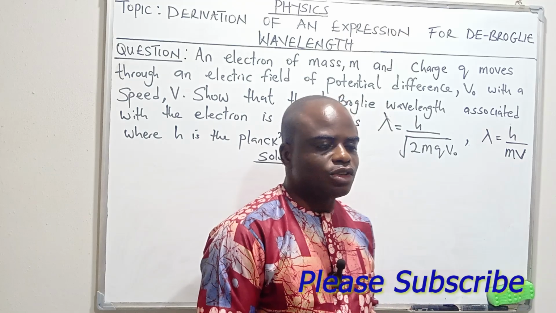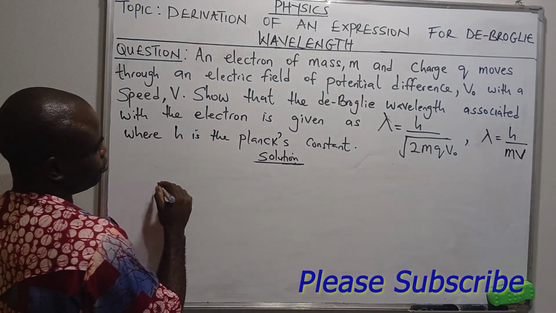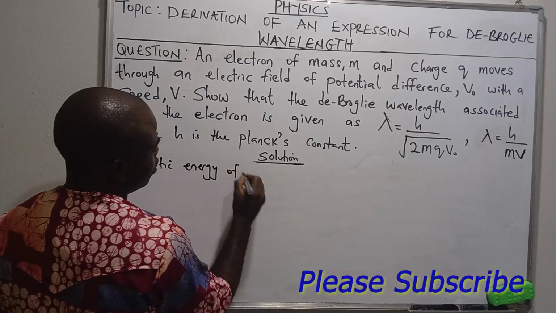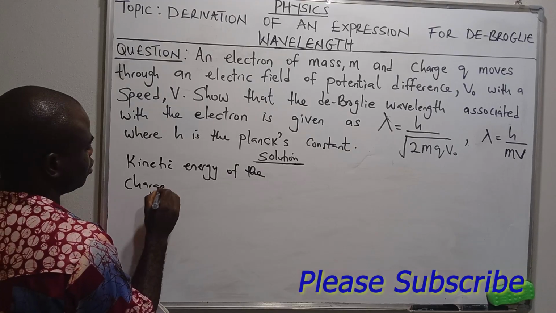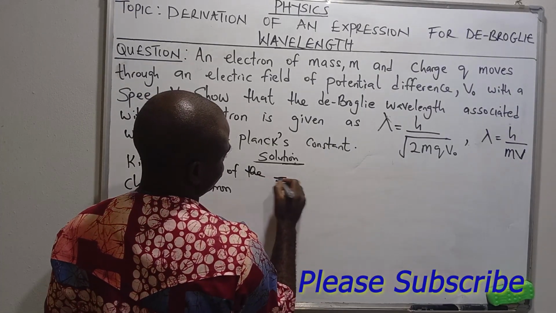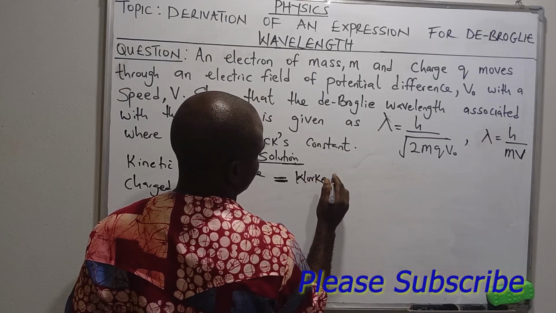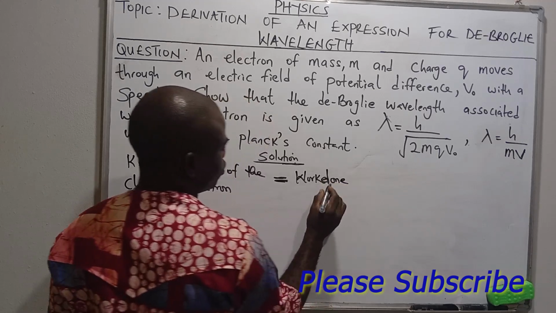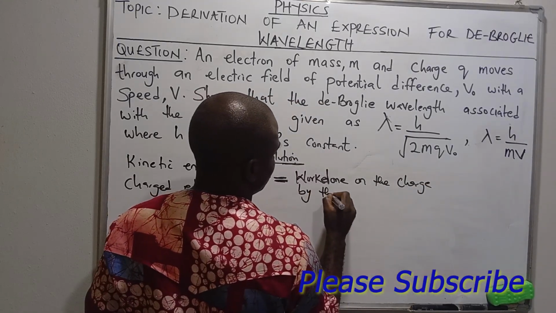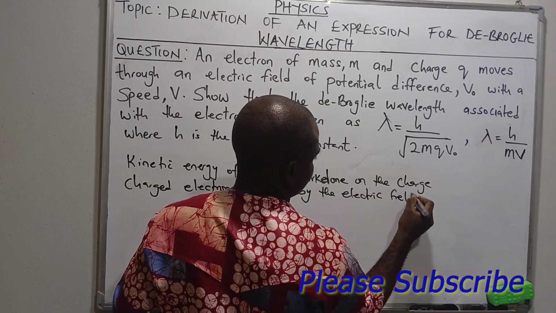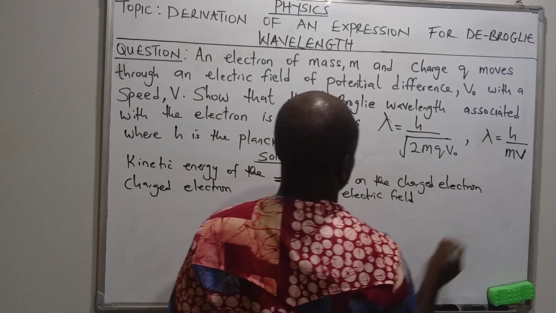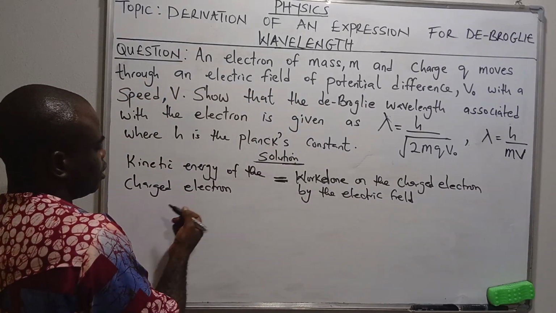And we should also know that when you're solving problems under de-Broglie wavelength, you must know that the kinetic energy of the charged electron equals the work done on the charged electron by the electric field. Why do we say that? Why do we equate them together?